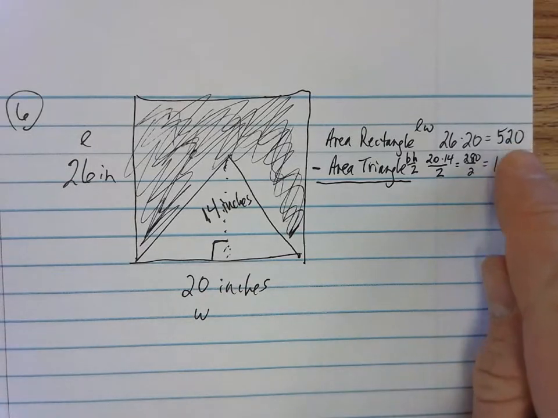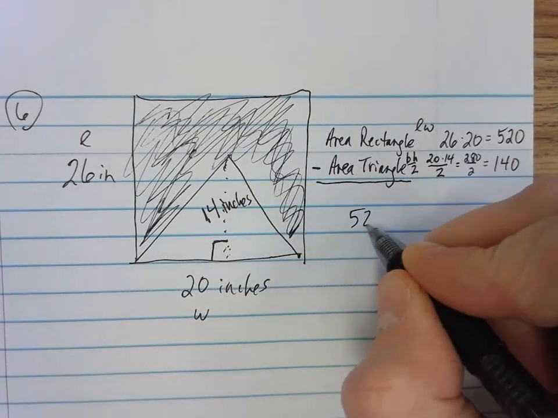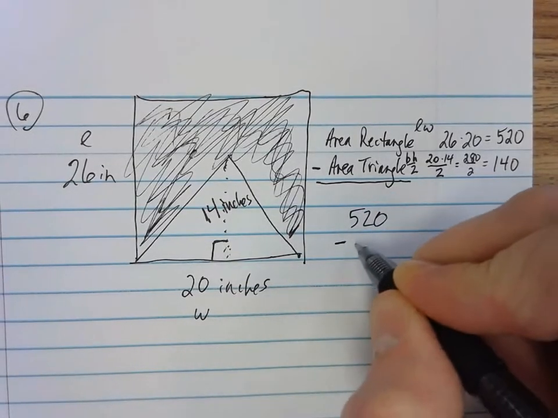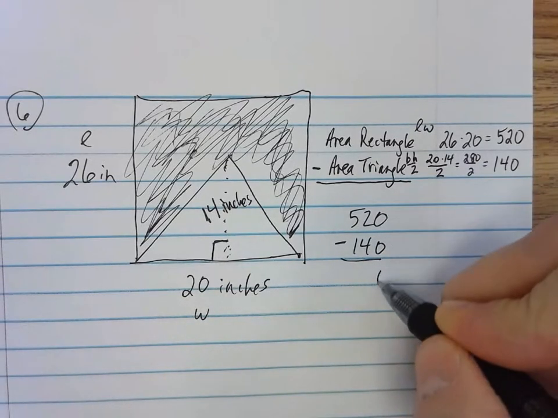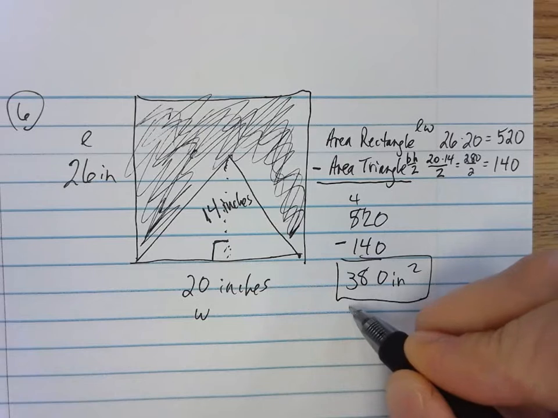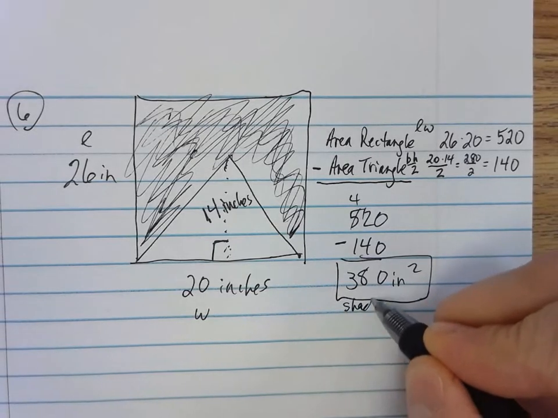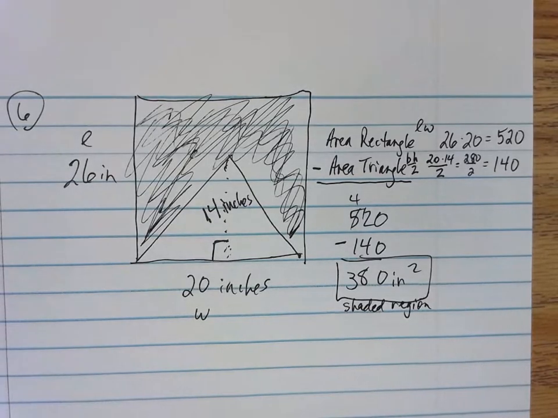Now, all we got to do is subtract these two, and we've got it. So we got 520 for the big rectangle. We subtract the small triangle out. Of course, that's 0. We borrow. 380 squared is what we have got left, so that would be the area of the shaded region. Okay, so again, just take the big one and subtract the little one, and that would give you what's left over.